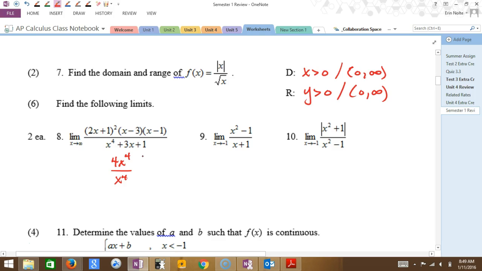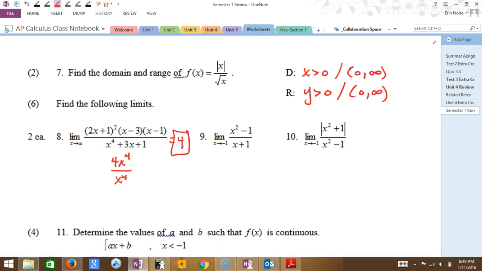Okay, so where's my end behavior? Do we have a horizontal asymptote? At 4. Okay, so this is the scenario where it's x to the 4th over x to the 4th, so you're looking at the values that are in front of those. So you got 4 over 1. So this is going to 4. Okay, in both directions.